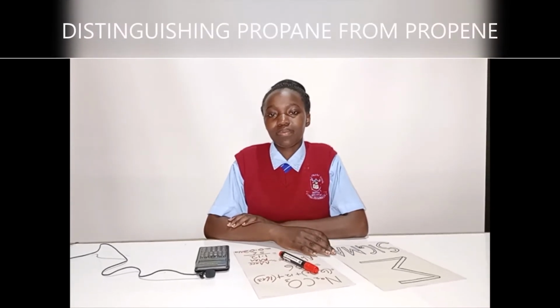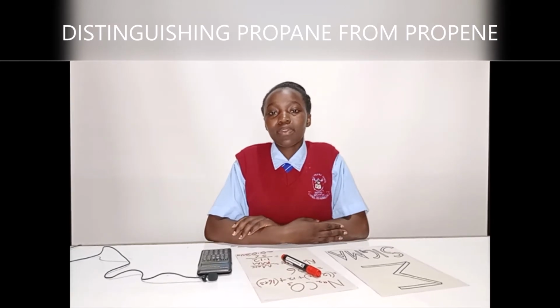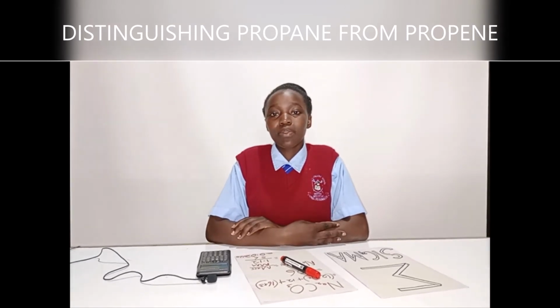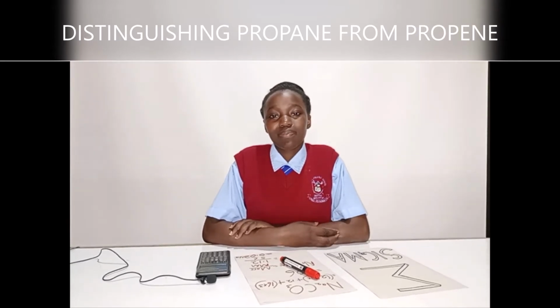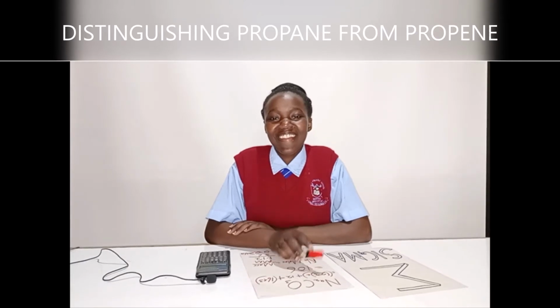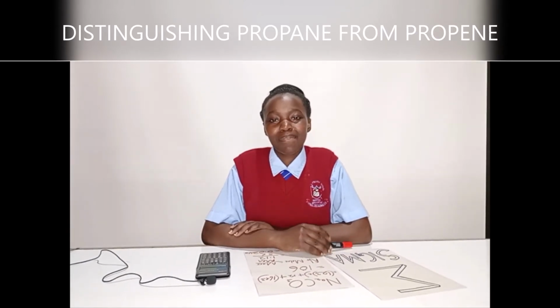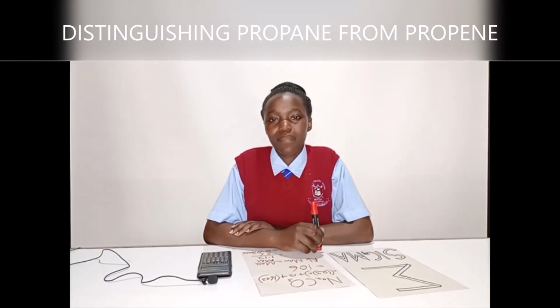How can you distinguish between propane and propene? The use of bromine water, where propane will not change its color and propene decolorizes to colorless. Okay. That one is funny there. That one I don't score. Propane is an alkane, propene is an alkene. So the best we can use is bromine water.